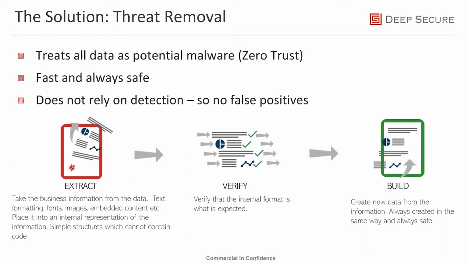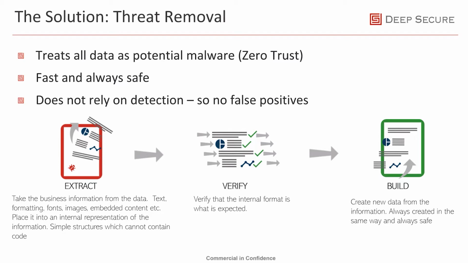That is always safe. The process starts with extracting the information from the original content and writing it into an intermediate format we call XDS, or Extensible Data Structure. The XDS is then verified to ensure that it has been created correctly. The cool thing about XDS is that it can be used to represent multiple different file formats, meaning the verification stage doesn't have to change for each different file format.